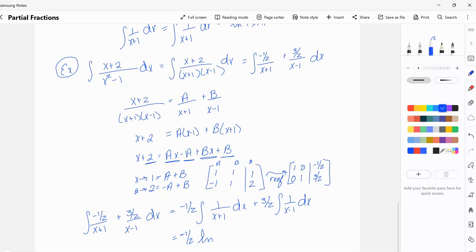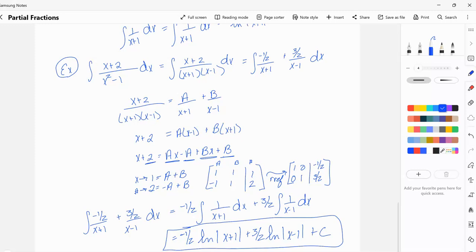U is x plus 1, du is 1 dx. So this is in the form du over u, which integrates to ln of absolute value x plus 1. Same kind of thing here. U is x minus 1, du is 1 dx. This integrates to ln of absolute value x minus 1. So there's our final answer for that.